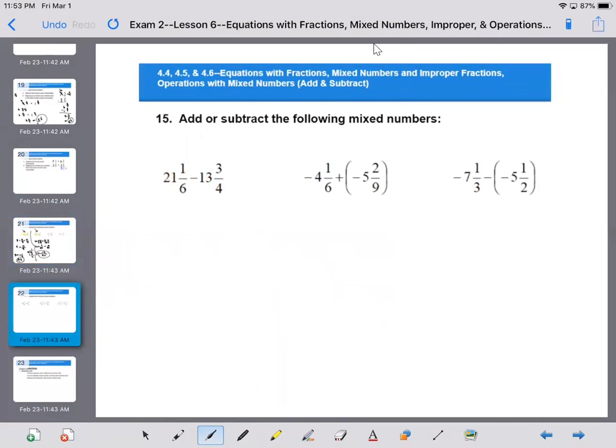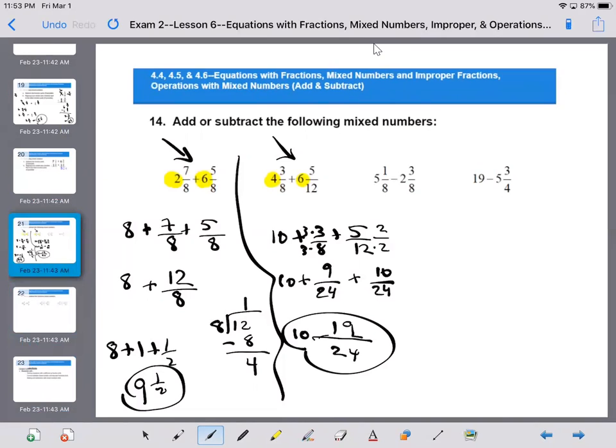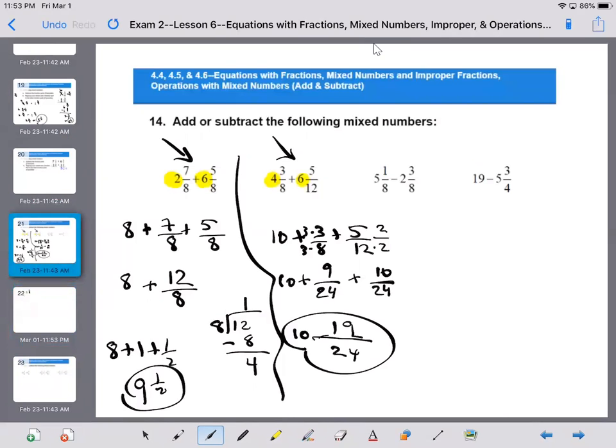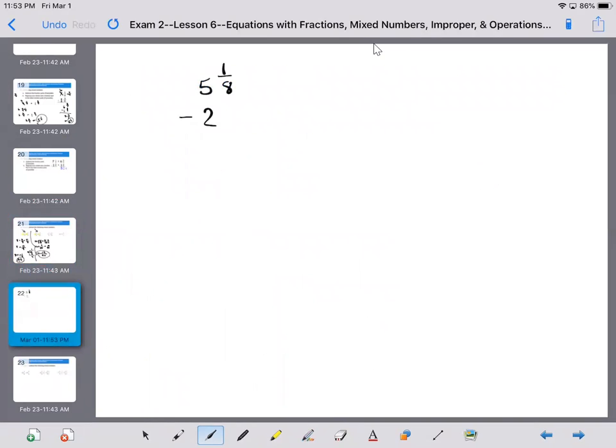So let's look at 5 and 1/8. Take away 2 and 3/8. So I can't take away 3/8 from 1/8 without going into the negative, so I'm going to regroup. I'm going to take a whole. A whole, remember in this case, is 8/8. So now it's going to be 4 and then 1/8 plus 8/8, which would be 4 and 9/8. And I'm taking away 2 and 3/8.